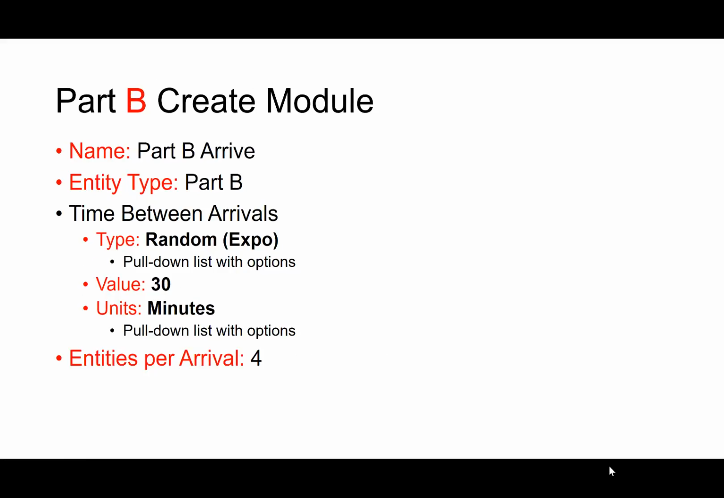Part B will be a Part B arrive and a Part B entity type. Time between arrivals will also be random exponential distribution, with a value of 30 minutes instead of the 5 from Part A. In that case, we will have 4 entities per arrival.